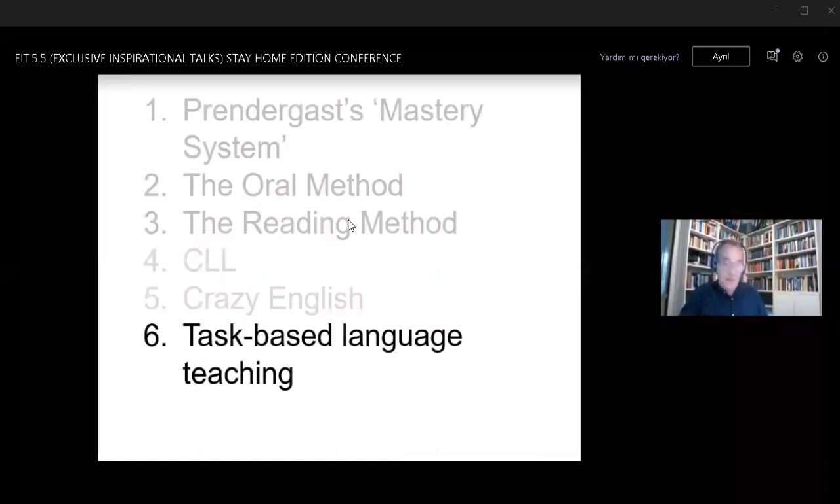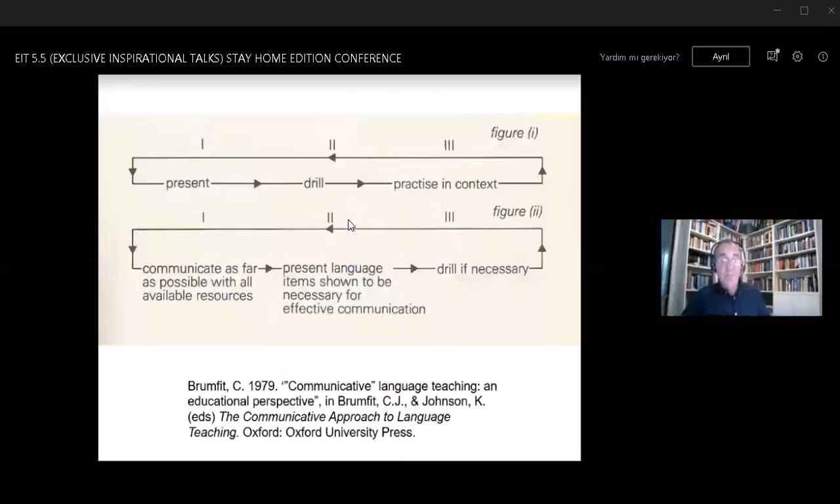6. Task-based language teaching. Eski's getting worried that I'm going to go on and on, but Eski, I'm not. I'm coming to the end now. Task-based language teaching. You know about task-based language teaching. Some of you identified the communicative approach to task-based language teaching, and they're basically much of the same thing. If you remember back at the beginning of the communicative approach, this is how people taught pre-communicatively.